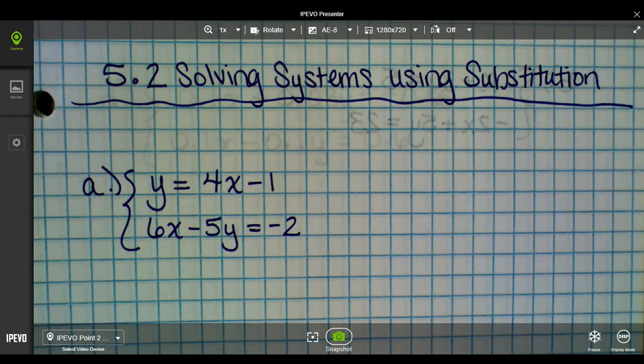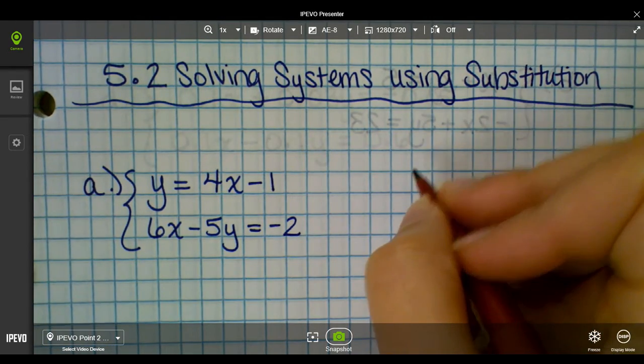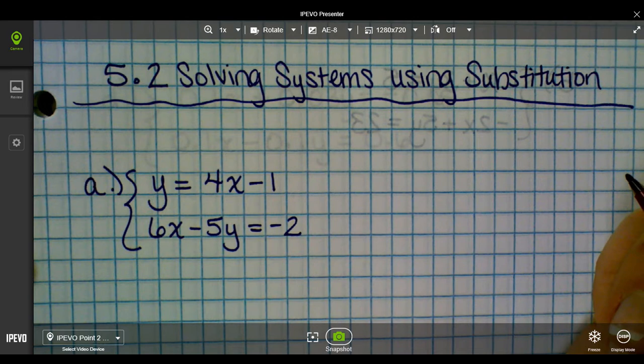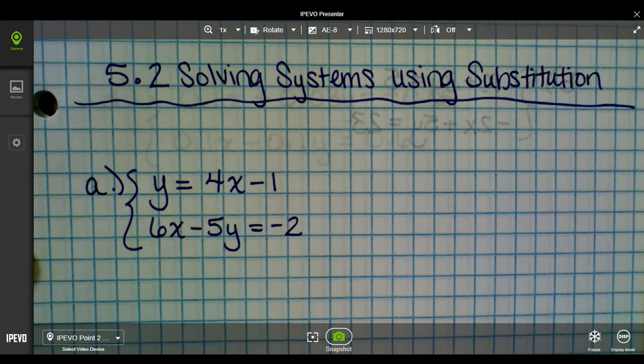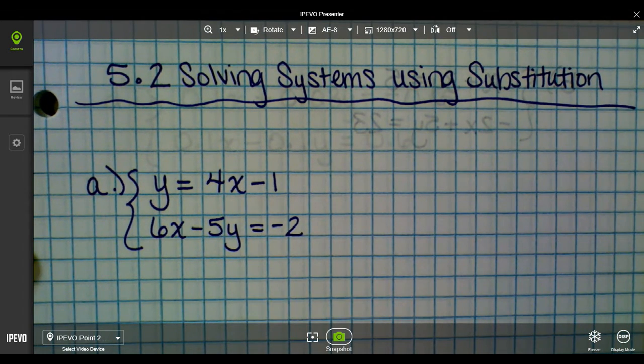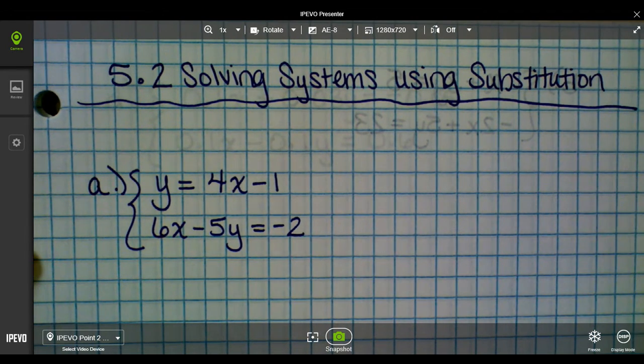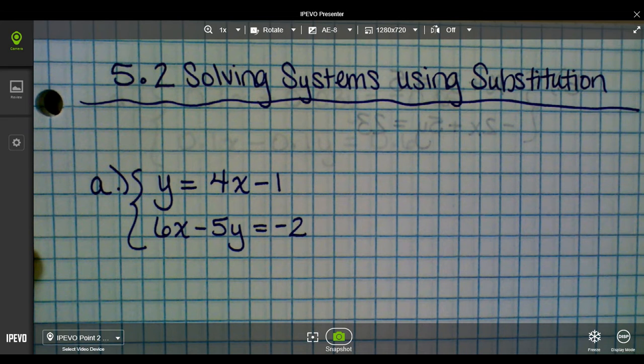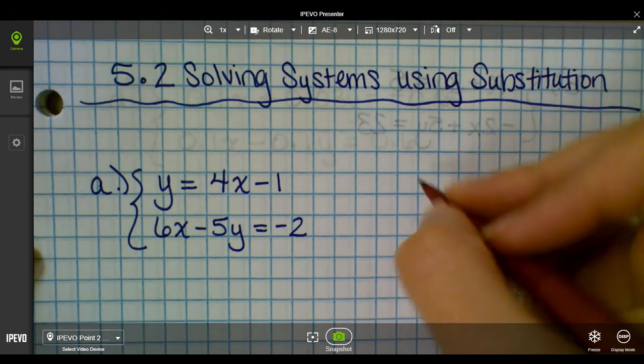Okay, welcome to 5.2. So now we are still going to solve systems, but now we're going to be using a different method called substitution. So we're going to write out a list of steps as we go along to help you with this process. Substitution wants you to plug something into another equation so that everything in that one equation is in terms of one variable, because we cannot solve equations that have both x's and y's in them. But if we have only x's or only y's, then we can go about solving these equations.